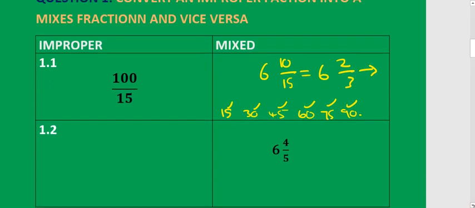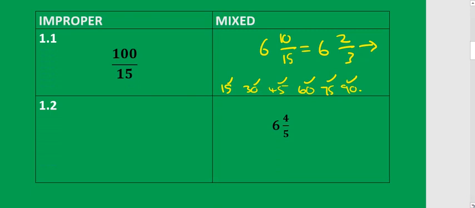Of course, you should also be able to convert a mixed fraction back to an improper fraction, and that's very easy. The way to do that is that we multiply, then add. So 6 times 5 will give us an answer, and that answer we add to 4. So let's look at that. 5 times 6 is 30, and 30 plus 4 is 34 over 5.